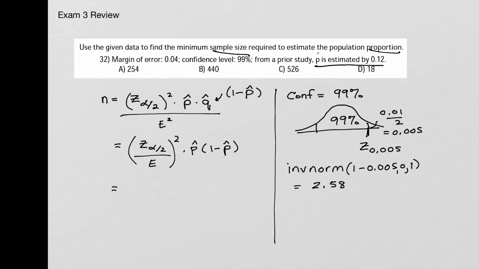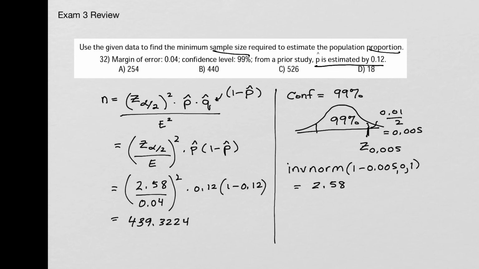So that's the value I'm going to plug in for z. The margin of error is 0.04. I'll take that whole thing and square it. P hat, the estimate, was 0.12. And 1 minus that. Here we go. So now I'm just going to enter this into the calculator, and I get 439.3224.